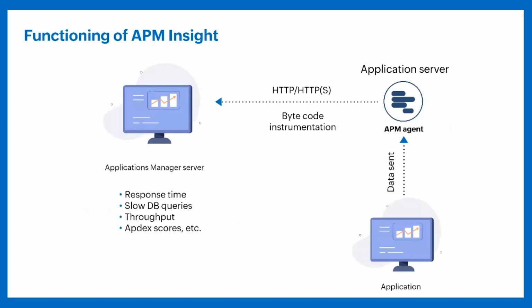Let us see how APM Insight functions. APM Insight is an agent-based monitoring tool. The remote agent needs to be deployed on the machine where your application server is running. This agent will perform the tasks of data collection, data acquisition, and data transmission. The agent residing in the application server uses the bytecode instrumentation method to collect the data from the target application and sends it to Applications Manager at a fixed time interval.